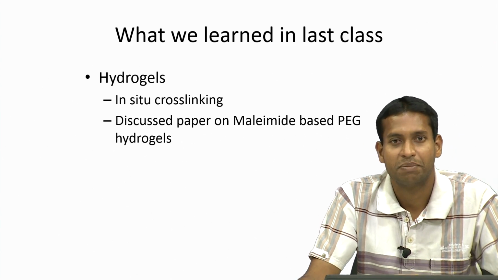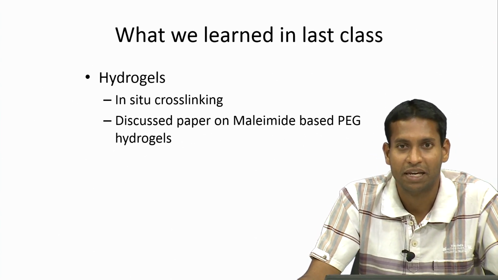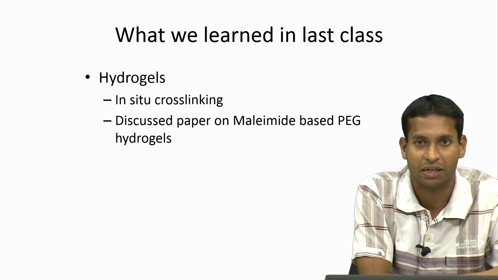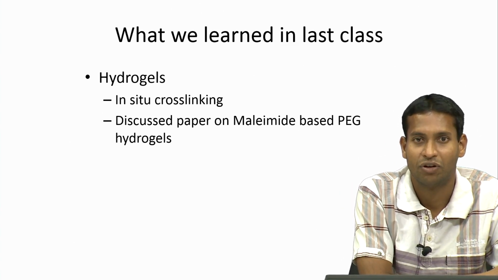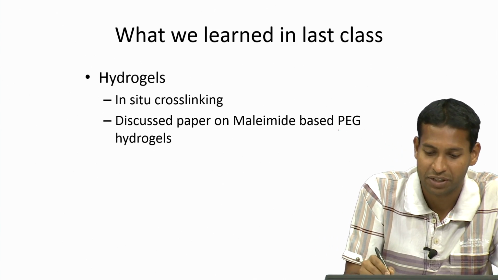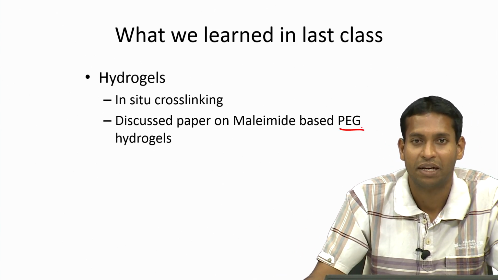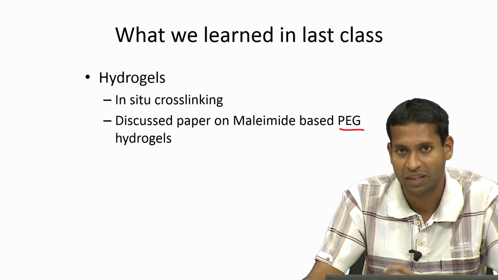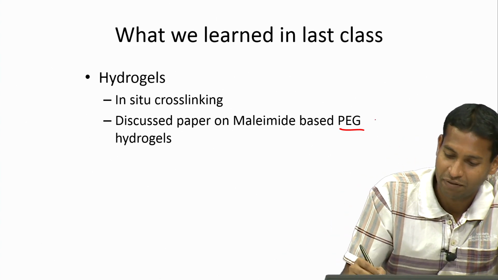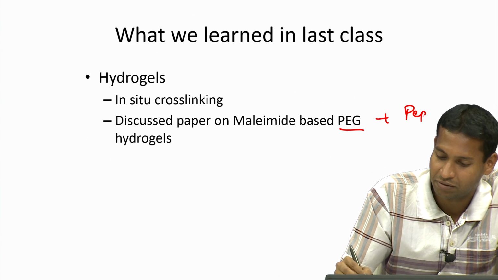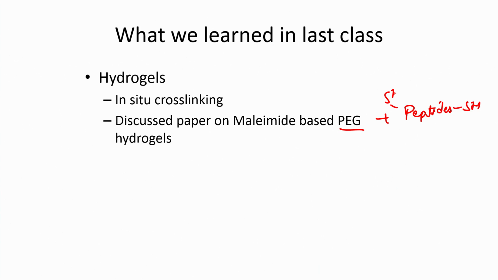And then we discussed a paper in which maleimide was used as one of the cross linking methods for making hydrogels. These are PEG based hydrogels, and maleimide was one of the chemical groups reacting with thiols. So this was PEG reacting with peptides that had thiol on both ends, and this PEG was of course the 4-arm PEG with maleimide at the 4 ends, and that essentially led to the cross linking.